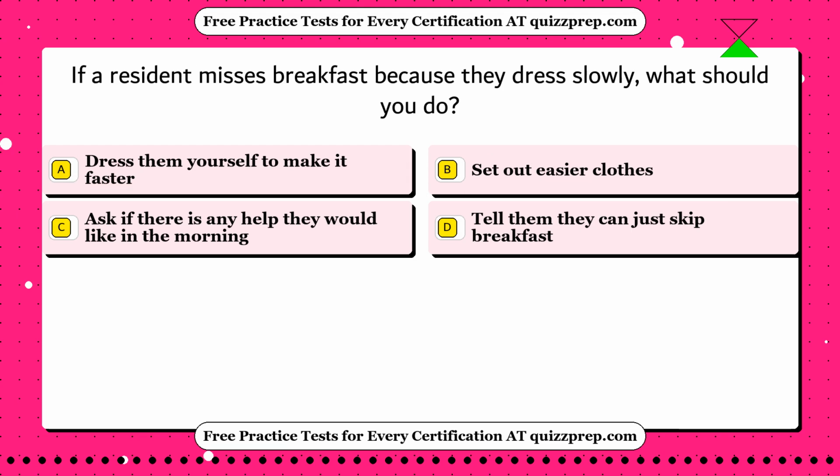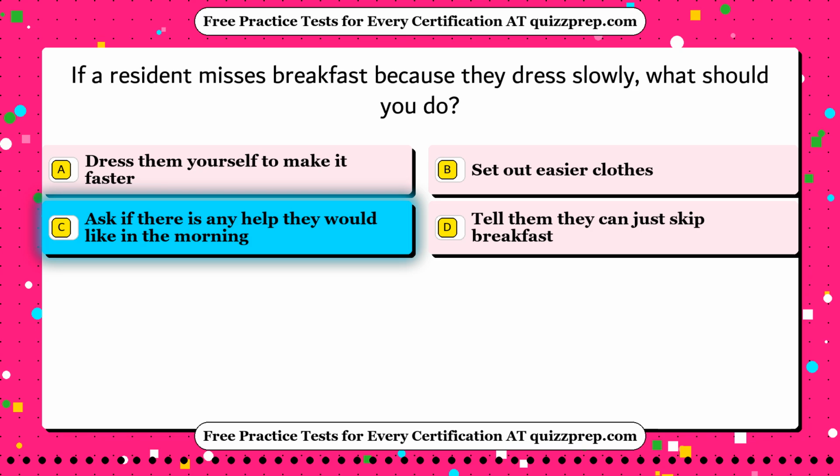Question 175. If a resident misses breakfast because they dress slowly, what should you do? Option A, dress them yourself to make it faster. Option B, set out easier clothes. Option C, ask if there is any help they would like in the morning. Option D, tell them they can just skip breakfast.